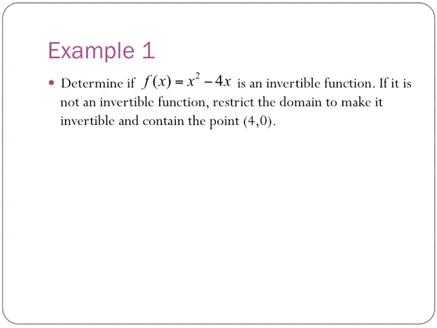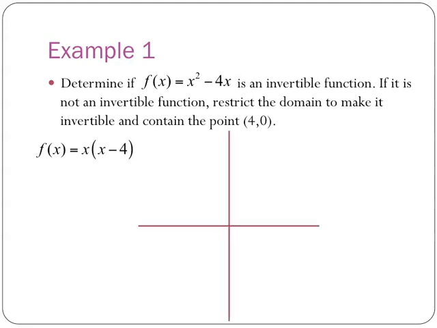So here's an example. Determine if f of x equals x squared minus 4x is an invertible function. If it is not an invertible function, restrict the domain to make it invertible and contain the point (4, 0). Okay, let's start by thinking about what this graph looks like. f of x equals x squared minus 4x. Now, this is factorable, and if we were to factor it, it might help us look at the graph because we would know exactly where we may have points on the graph. So x times (x minus 4), once the x is factored out.